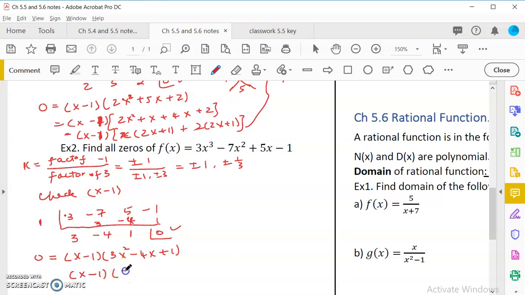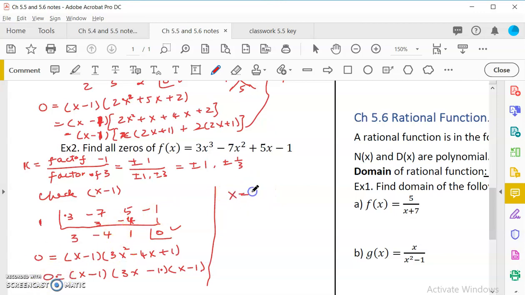I can just do guess and check: 3x, because it's minus 1, x minus 1. So if I do 1 times x, 3 times x, yeah. So you can do guess and check. This is the answer. So I say that is equal to 0. I factor the whole thing.